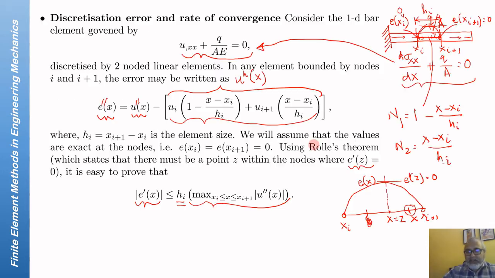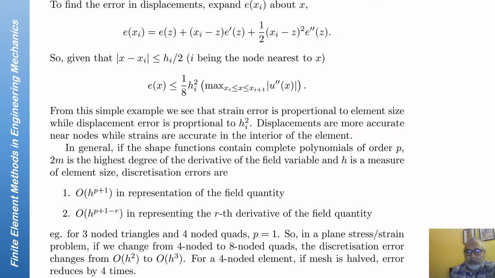So this proves that the magnitude of the error in the strain, at least for this kind of an element, is bounded by the element size and the second derivative of the displacement. We can similarly find the error in displacements. Now let us try to bound the error in the displacement itself. So error in the displacement, as we have defined, is E.